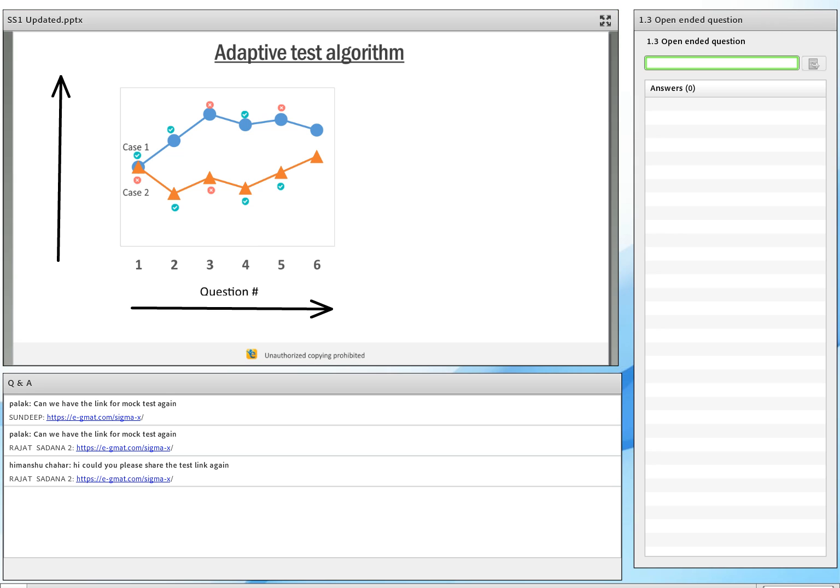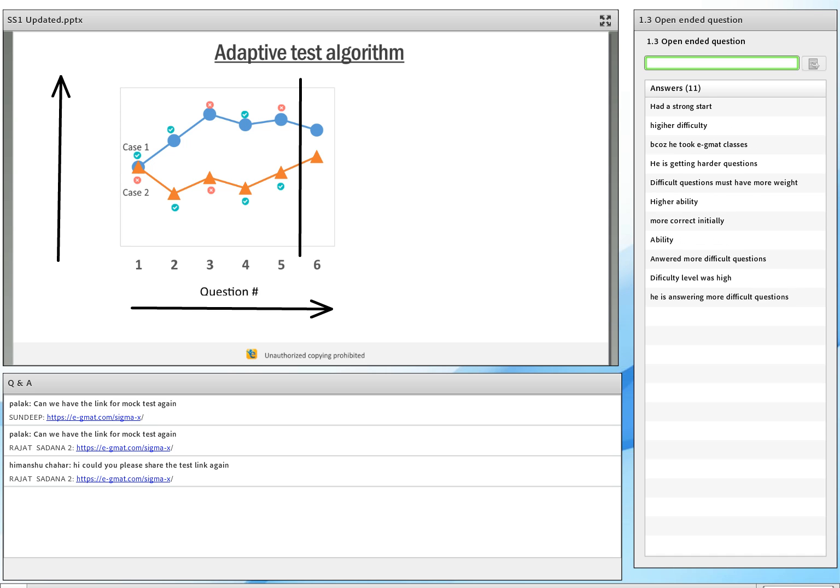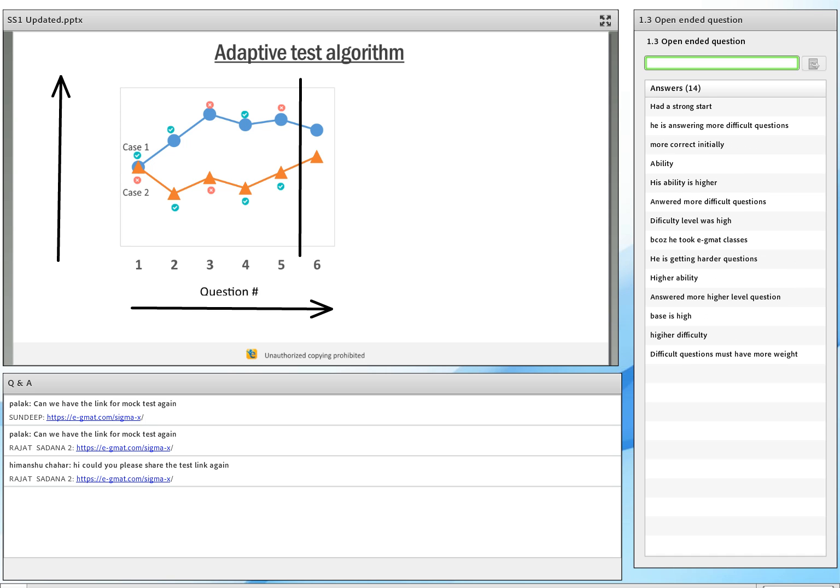Let's understand the reason why student 1 is doing better. Why is it that student 1 is doing better if we were to end the test at question number 5? So if you were to close the test over here, what's the reason? What's the causality? Okay, let's get some.